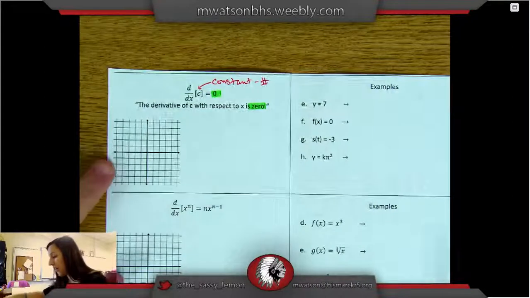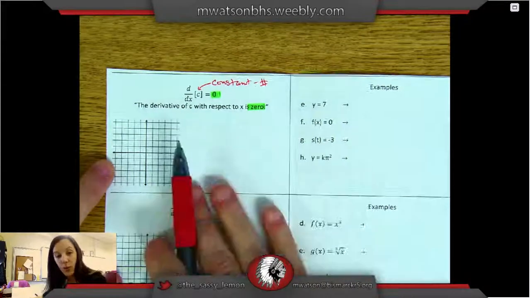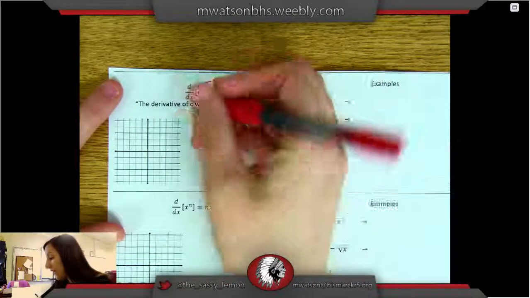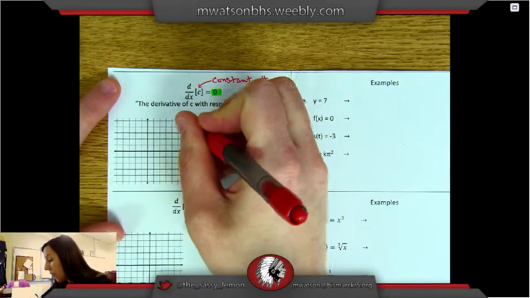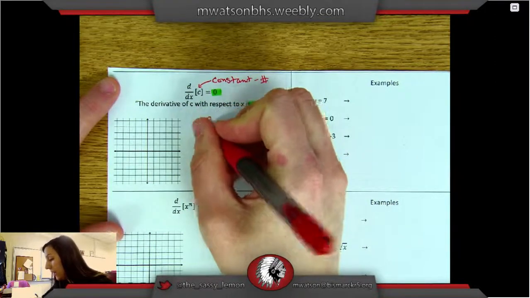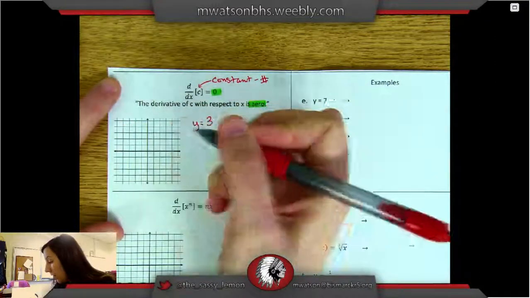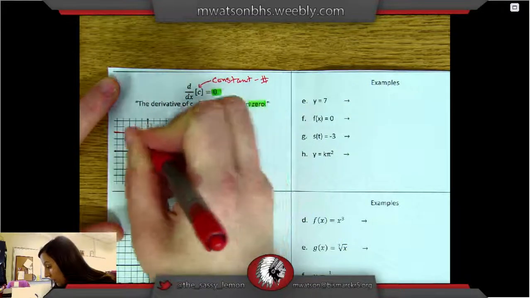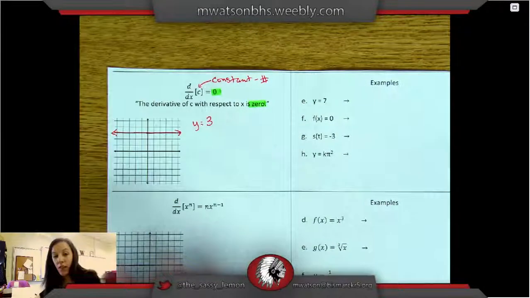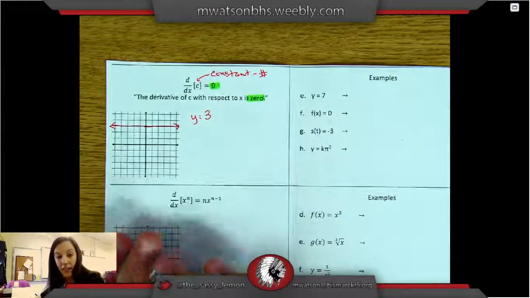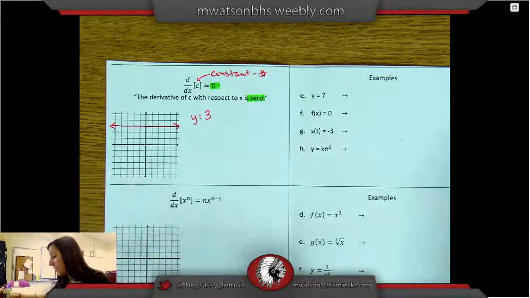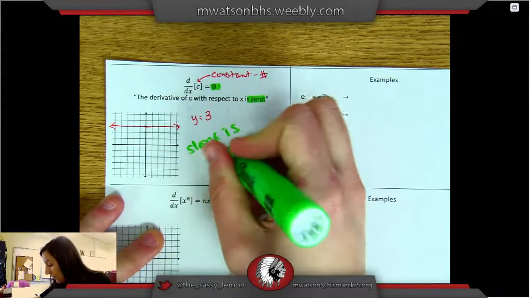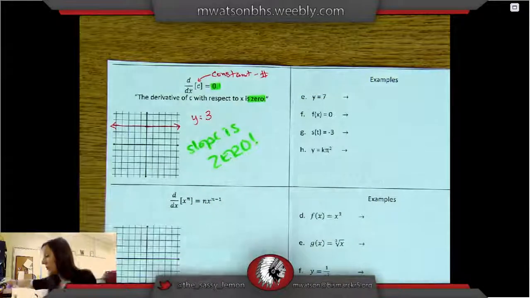And why did I put a graph here? Well, because I want to show you this graphically. So let's take any constant. Let's say that we have an equation like y equals 3. So what that means is that we have a horizontal line going through the y-axis at y equals 3, right there. So you can tell very clearly by looking at this line that it's flat. The slope is 0. And that's where this rule comes from.